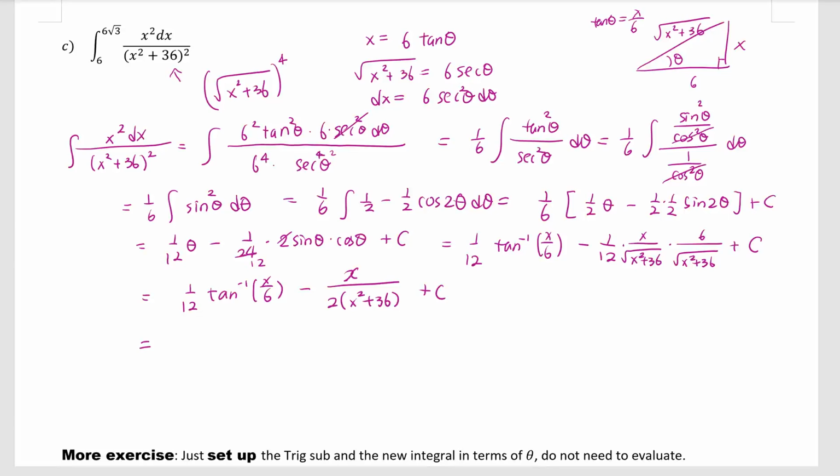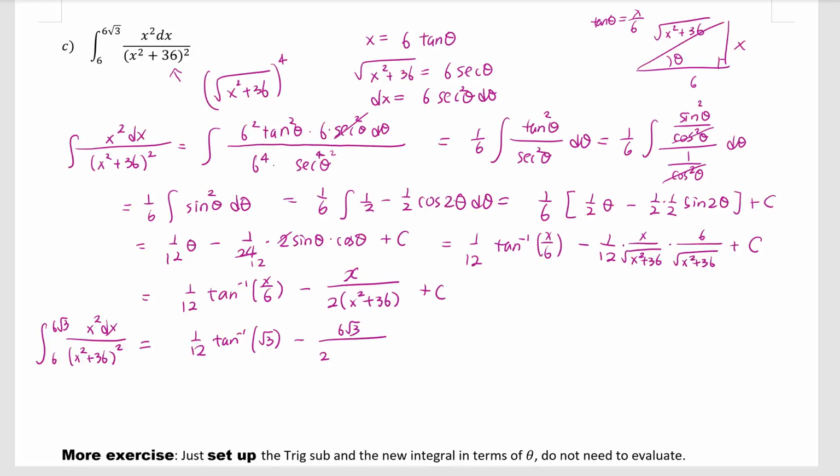And this is the indefinite integral. Then for our definite integral we evaluate. I don't want to write it again, so we evaluate this from 6 to 6√3. We plug in 6√3. 6√3 over 6, that's √3.